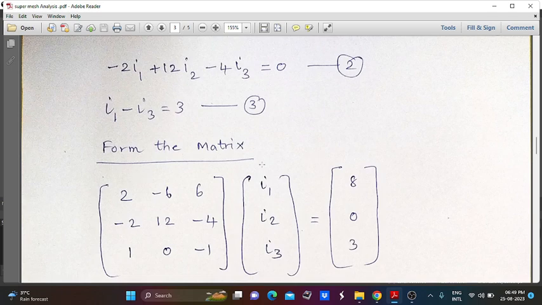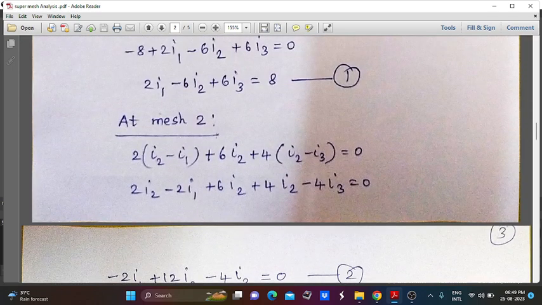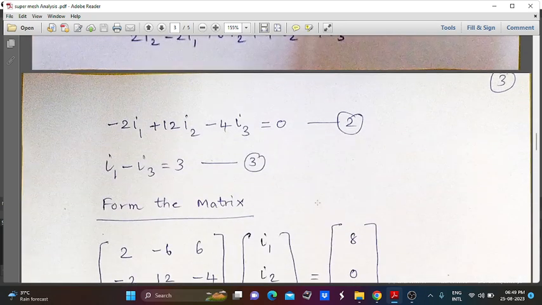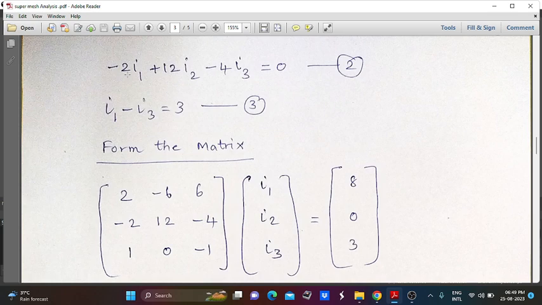Now form the matrix. So from the first equation, 2, minus 6, plus 6 can be taken for I1, I2 and I3. And from the second equation, minus 2, plus 12, minus 4 can be taken for I1, I2, I3. And the third equation, 1, 0, minus 1 can be taken. That means in the third equation there is no I2 current present, so we simply put the 0. And the I3 current is taken here.